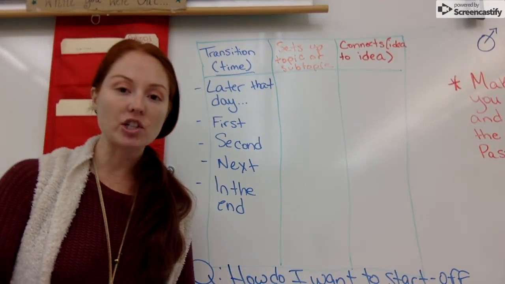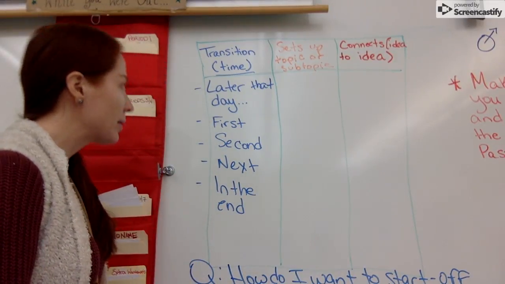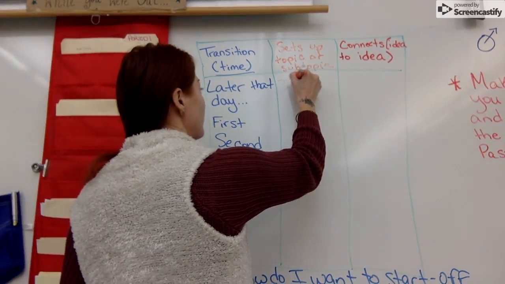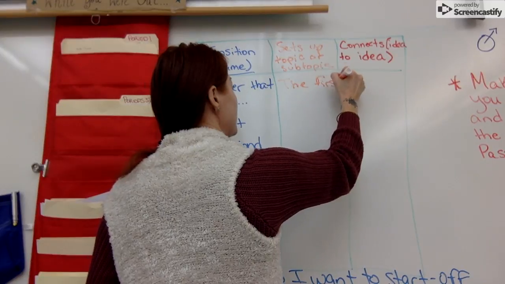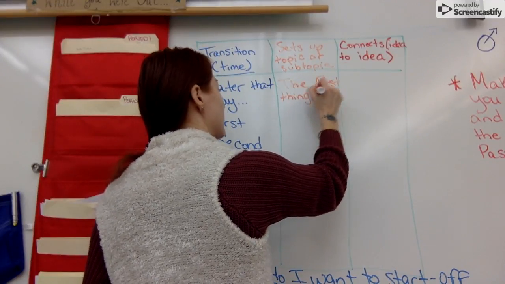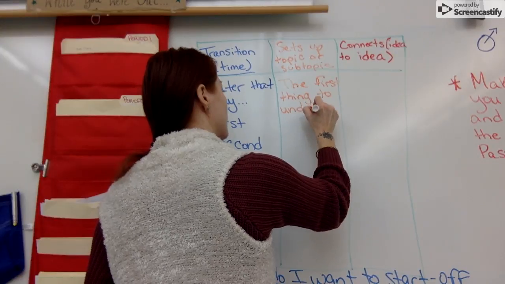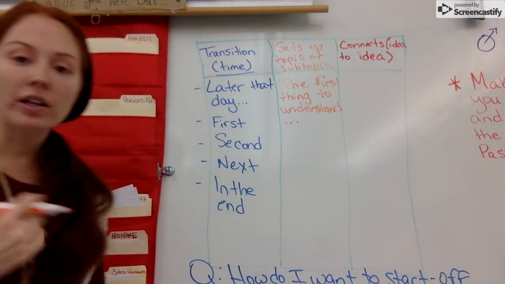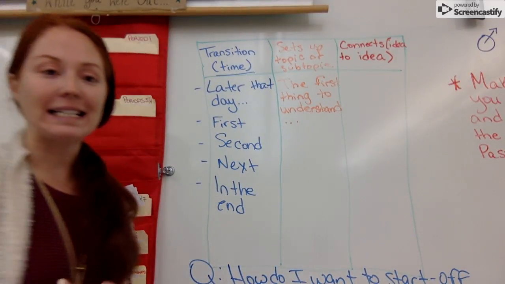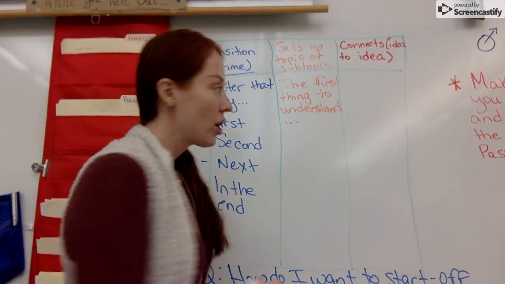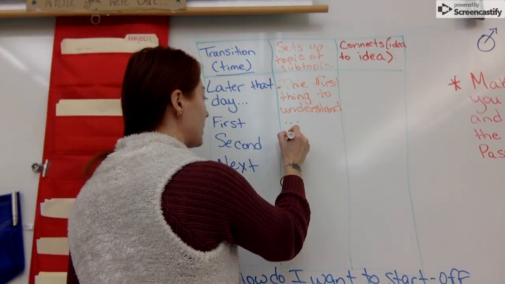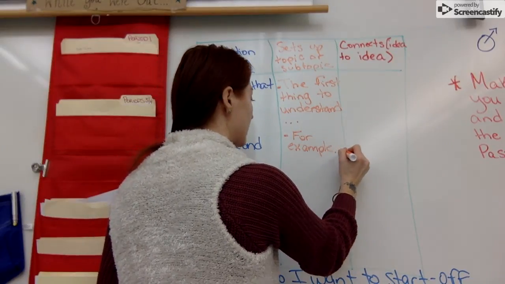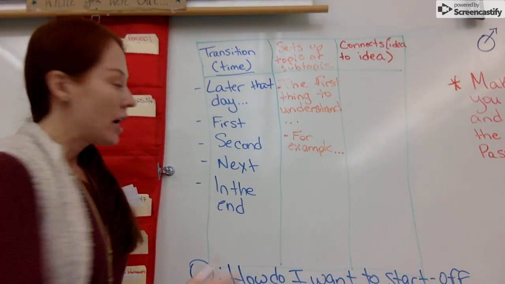But now let's look at transitions in the orange in the middle column here that helps set up a topic or your subtopic, right? You could say something like, the first thing to understand, right? And you can go ahead and elaborate that way to add additional information. You can also do, one of the most common I see in your writing, for example. I see that a lot.